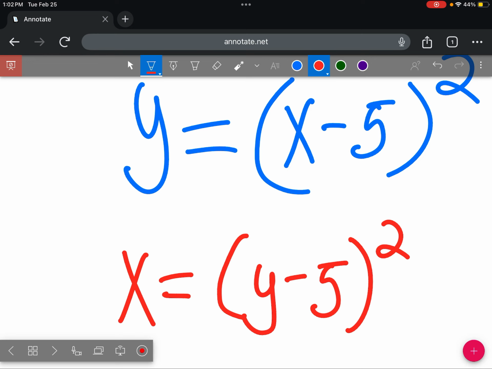Oh, no, I said it right. You said square. Never mind. Good job. You locked in.